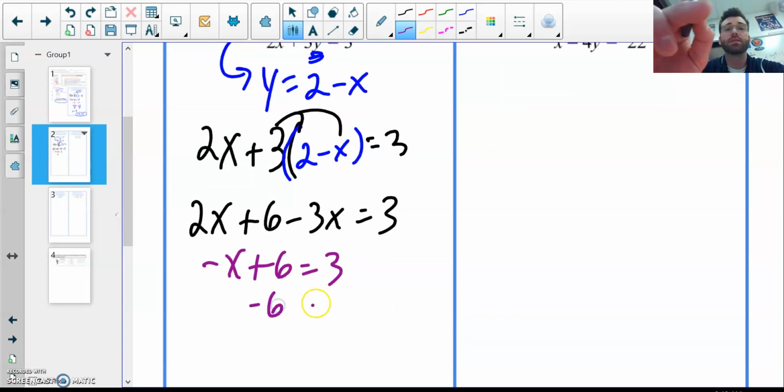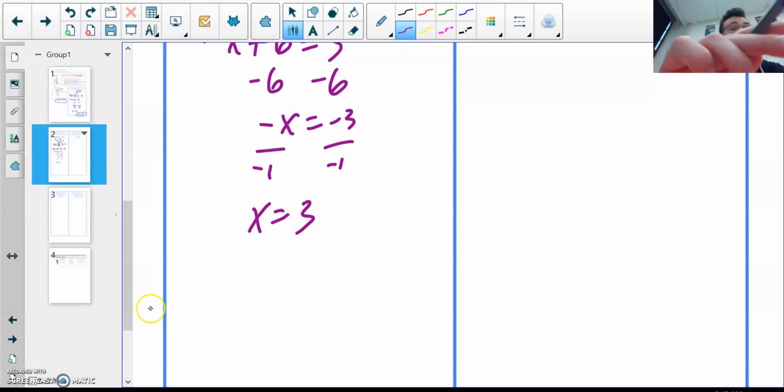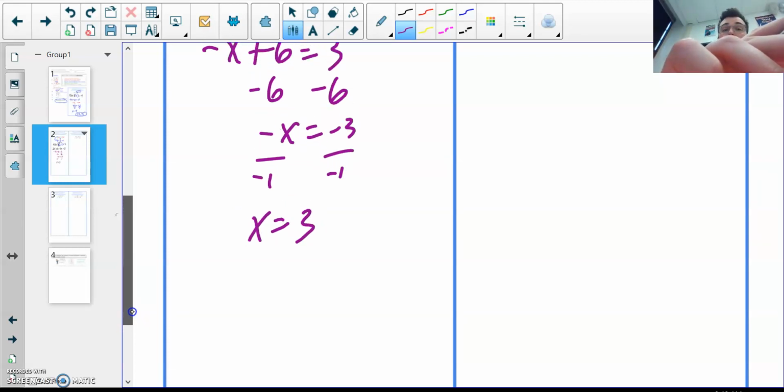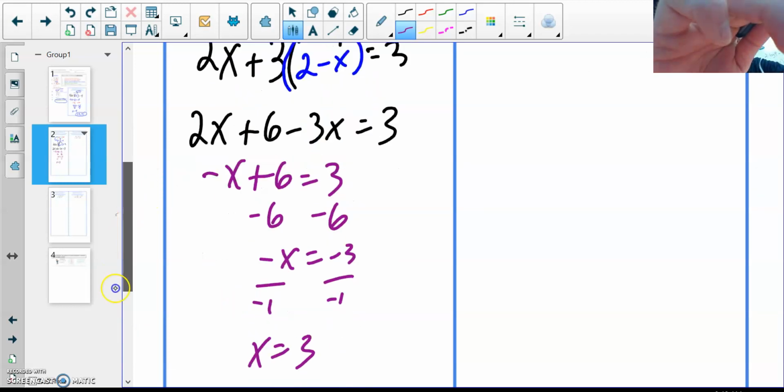Subtract 6. Negative x equals negative 3. And then divide by negative 1. x equals 3. Well, I found x, but I'm not done because I need to solve for y. Well, I know that y is 2 minus x.